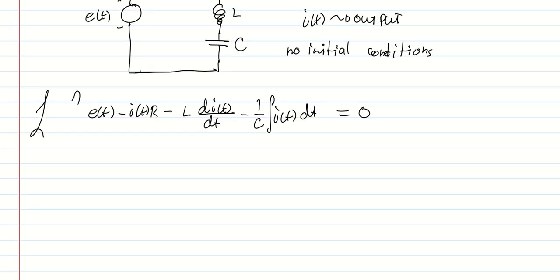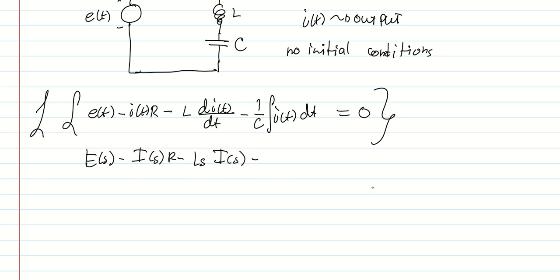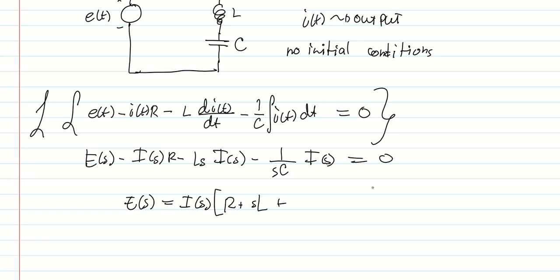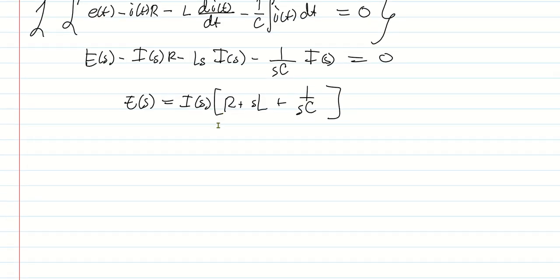And now we can take the Laplace transform of this differential equation. So we have E, minus I times R, then the derivative, L times S times I, then the integral, so 1 over S C times the current I of S, and this is equal to 0. Then rearrange the equation and factor out I on the other side. So we have R plus L times S, plus 1 over S times C. And output over input. Remember, our output is the current, so this will be I over E.